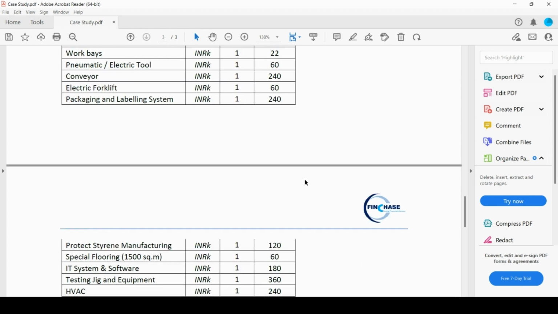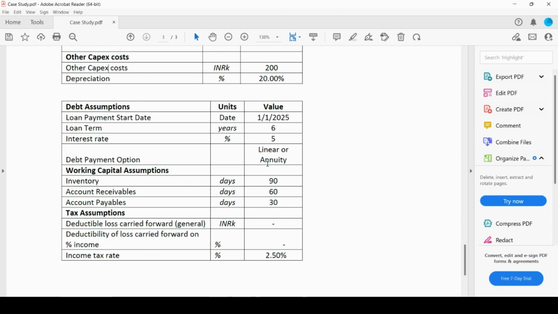Don't worry, guys. I will teach you how to set up the input sheet. I will build this financial model from scratch, and I will show you how we are going to calculate this. Don't worry. Then we have debt assumptions. When does my loan payment start? It will start from 1st January 2025, right?